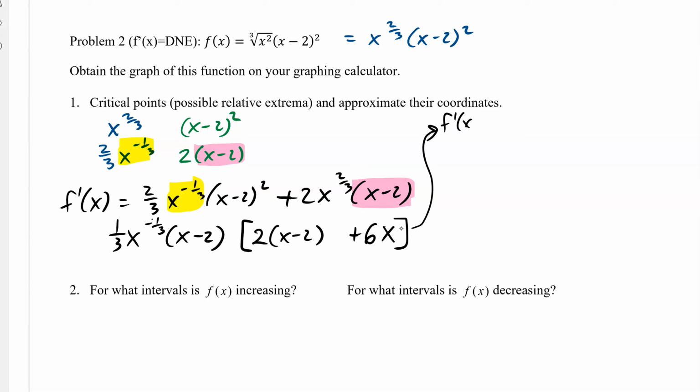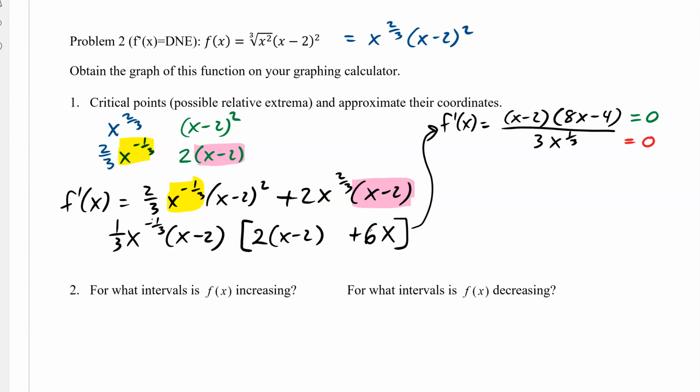So f prime of x equals, and we get x minus 2, and then inside that bracket it becomes 2x plus 6x, which is 8x minus 4, all over 3x to the 1/3. And that's why we wanted to factor it out, so that we can get that denominator, which gives us our derivative. Now you can factor out the 8 as well, or the 4 as well, to make it a little bit nicer, but we're just going for these right now as this. That is our derivative, and that is our 0.